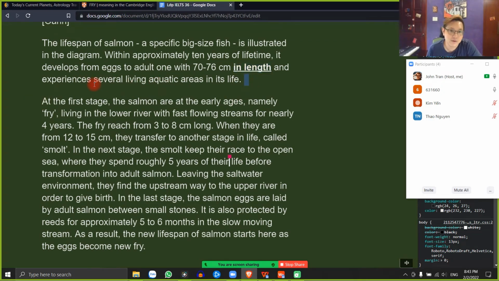And experience several living aquatic areas. Và nó trải qua cái việc sống ở nhiều khu vực nước trong cuộc đời của nó. And experiences living in several aquatic areas in its life. Thật sự có ba khu vực là chính. Basically there are three main areas, but okay, several. And experiences living in several aquatic areas in its life.